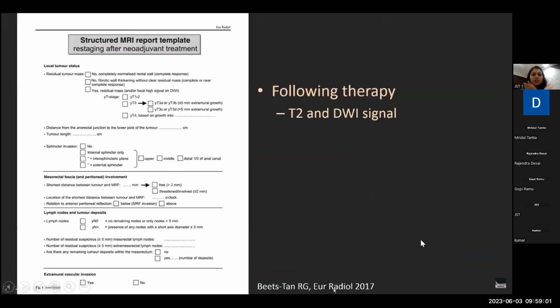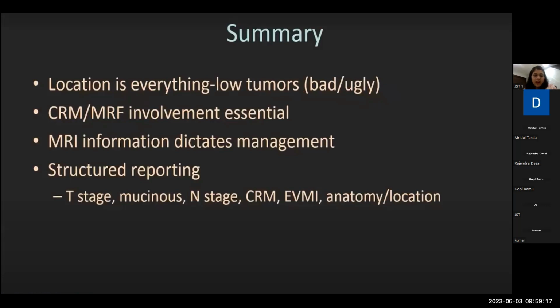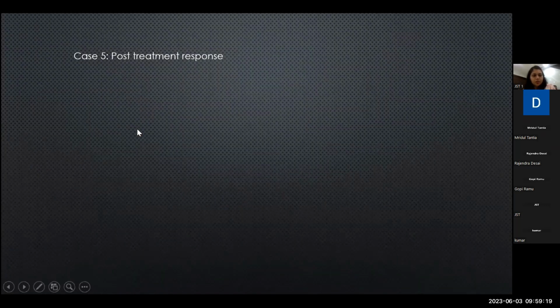the 5 is unchanged. So this again is a neoadjuvant treatment MRI report template, and it includes the yT1 staging. So downstaging of the tumor if it's there, and the signal changes we have to talk about. So this was again the last case about the tumor response.